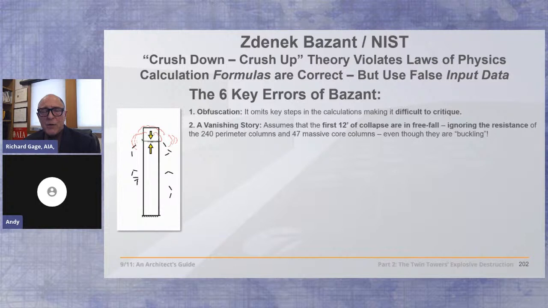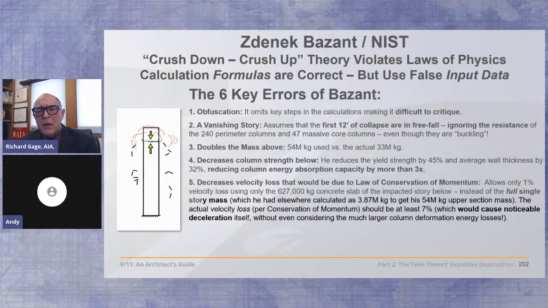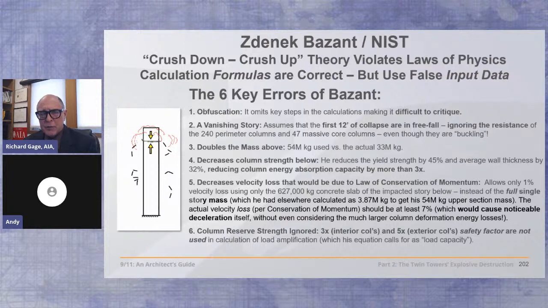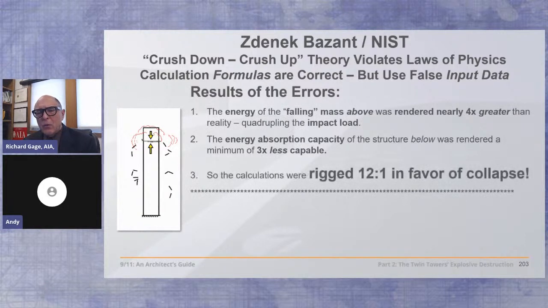There's a complete story missing, so that they can develop a false artificial 12-foot drop in the upper section as if nothing was supporting it, a free fall drop to generate a dynamic load upon the structure below. But they had to do more than that fraud. They had to double the mass up above. Bazant did. He had to decrease the column strength below by more than 3 times. And he had to ignore the velocity loss that would have been due to the conservation of momentum when one floor hits another, for instance, and the column reserve strength, which was 3 times more. So the result of these errors is that we have a rigged calculation, 12-1 at least, more like 24-1, in favor of a collapse.